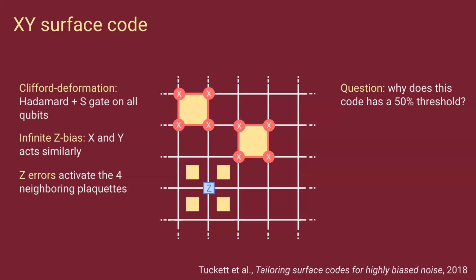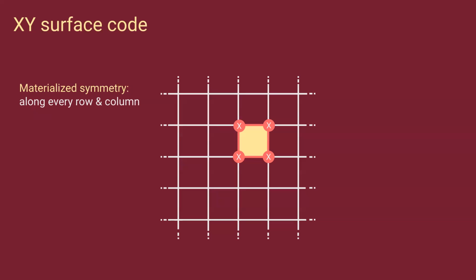So questions: why does this code have a 50% threshold? This needs to do with materialized symmetries. So what are the materialized symmetries? You have an even number of violations in every row and in every column. Yeah, exactly. So you can see that basically, so that's great.